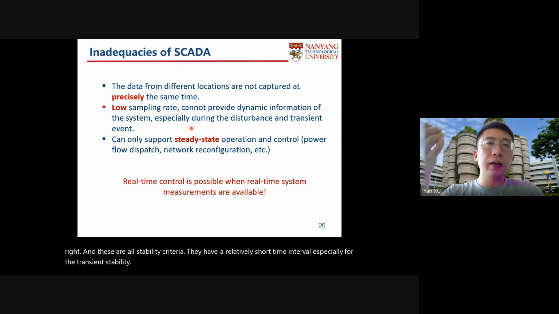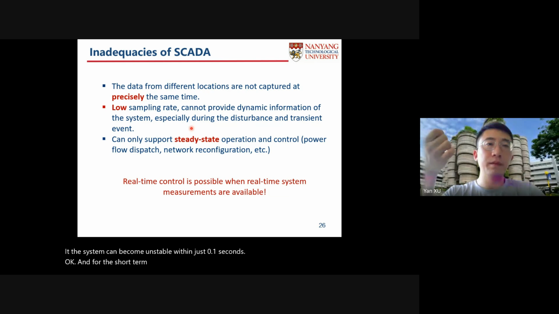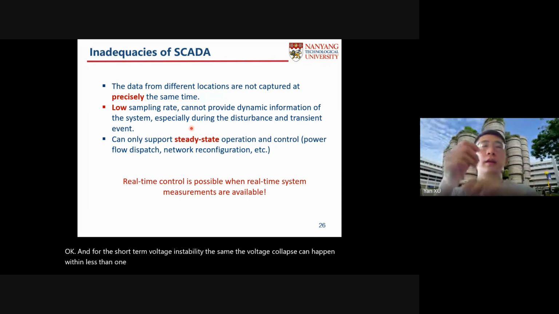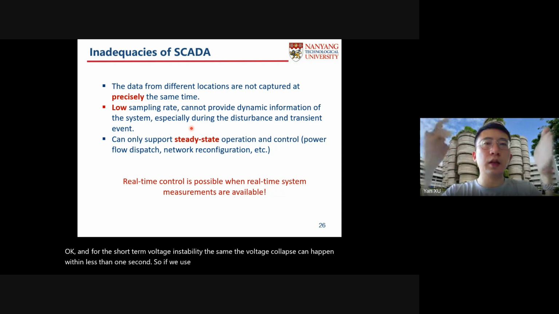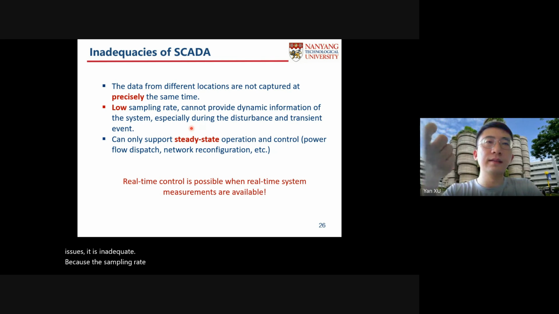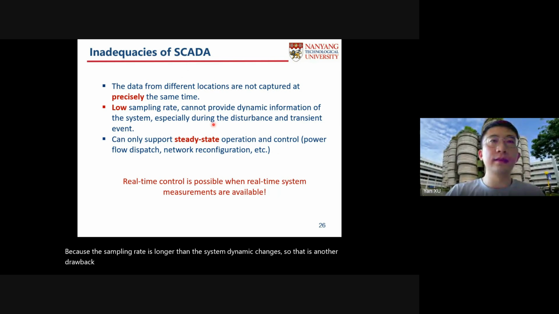The system can become unstable within just 0.1 second. And for short-term voltage instability, it is the same. The voltage collapse can happen within less than 1 second. So if we use the SCADA system to control or monitor these stability issues, it is inadequate because the sampling rate is longer than the system dynamic changes. So that is another drawback of the SCADA system.